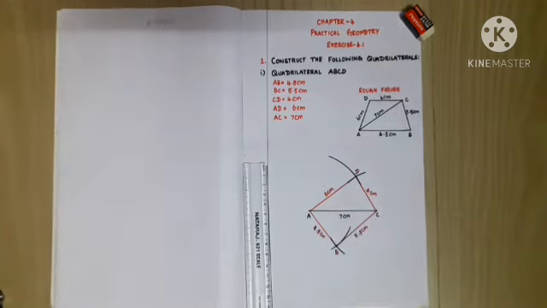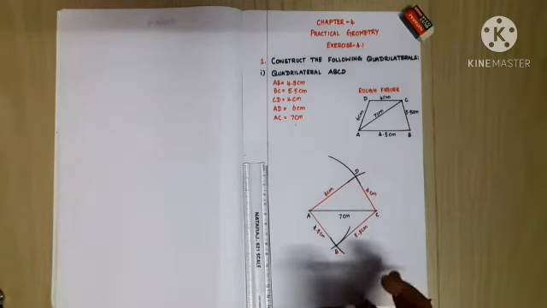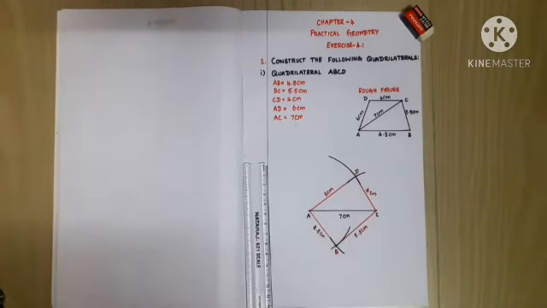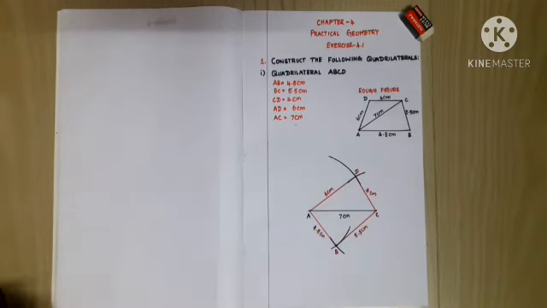Yes, so here ABCD is the required quadrilateral. Did you understand, children? I hope you are able to draw the quadrilateral on your own. Thank you.